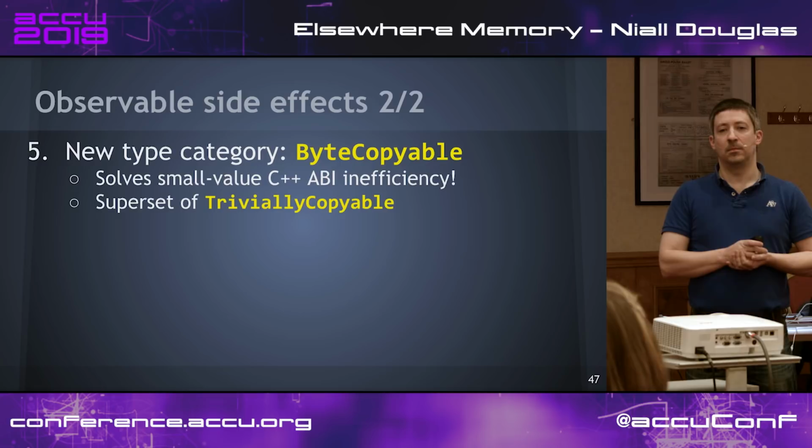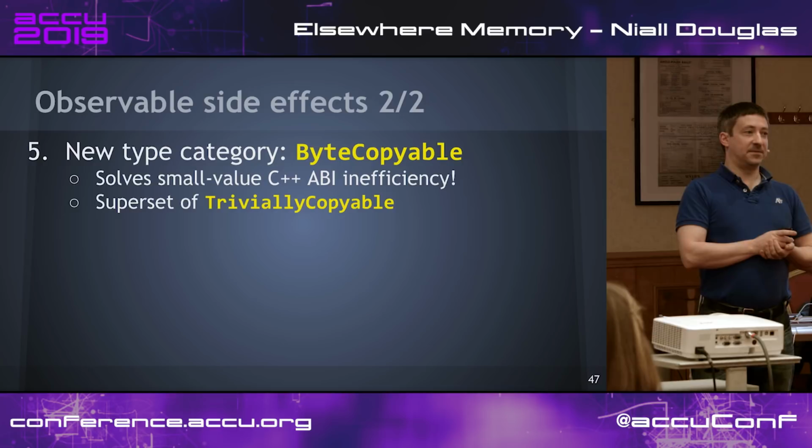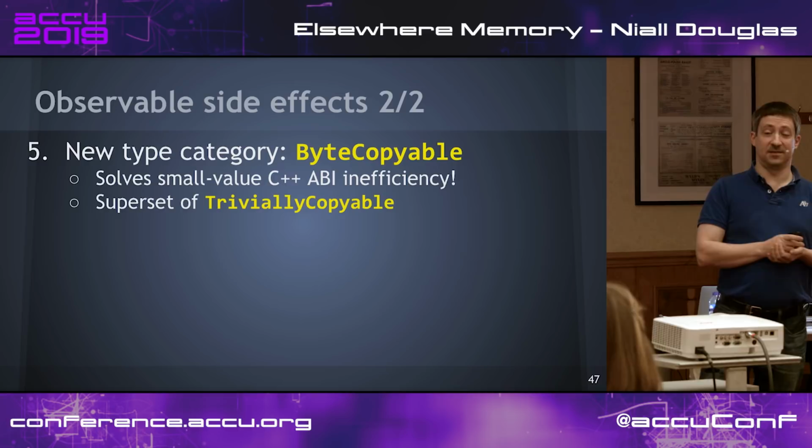So the comment was that a unique pointer is often assumed by people to have no runtime overhead over a raw pointer, but because of its non-trivial copyability, in fact it does, because it forces stack-based transport rather than CPU register-based transport, and that is an excellent observation. That would go away with this.